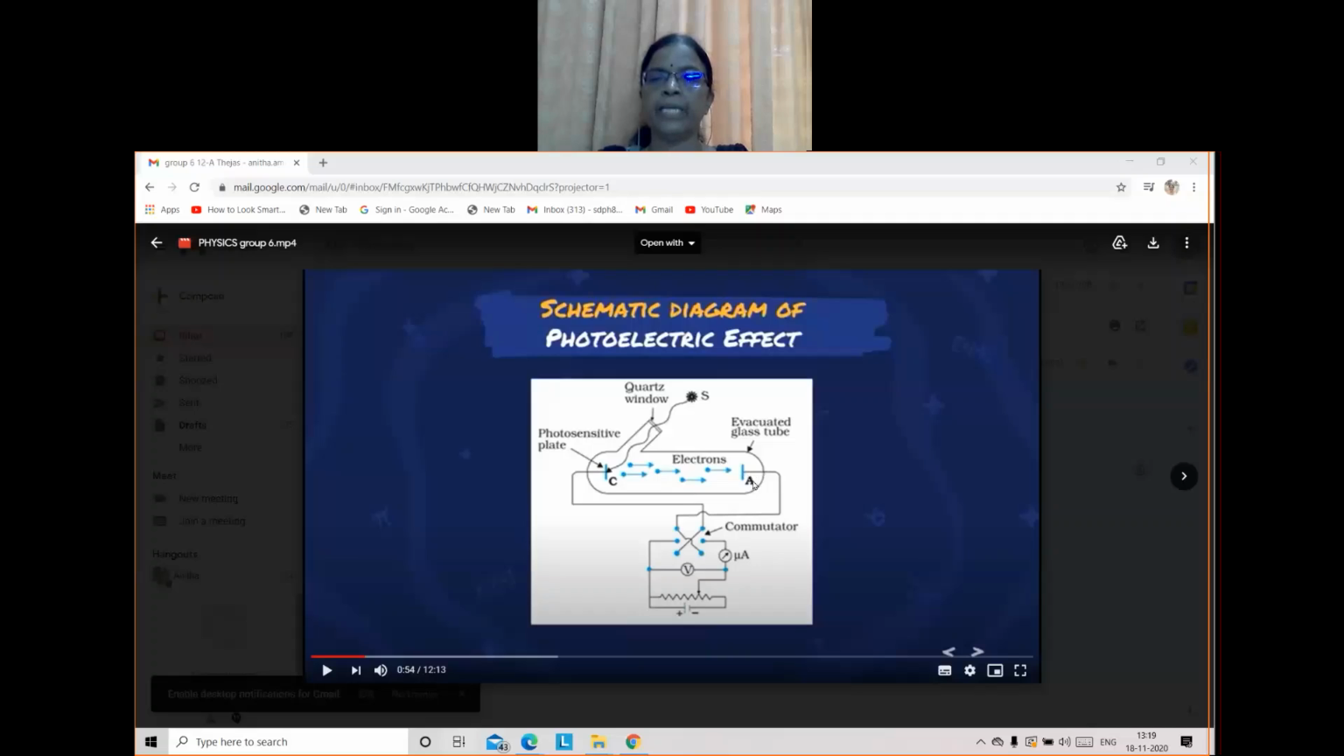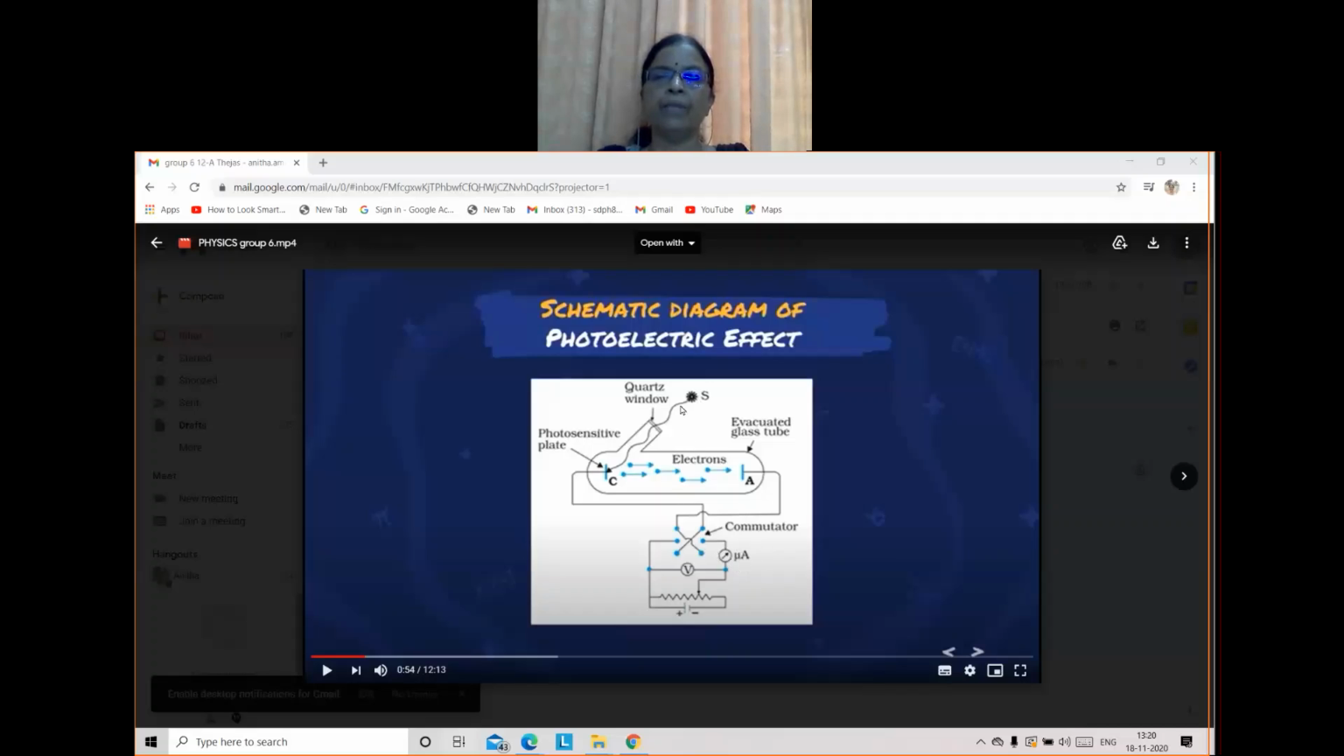Because A is connected to the positive of the battery. So all the electrons are attracted and accelerated by this positive plate. Understand? Electrons are negatively charged. This is connected to the positive of the battery, so all the electrons are accelerated to this. When electrons move in a particular direction, that produces current, and that is photoelectric current. And how will you read that? If you connect an ammeter in the circuit, we can read that current, in microamperes.